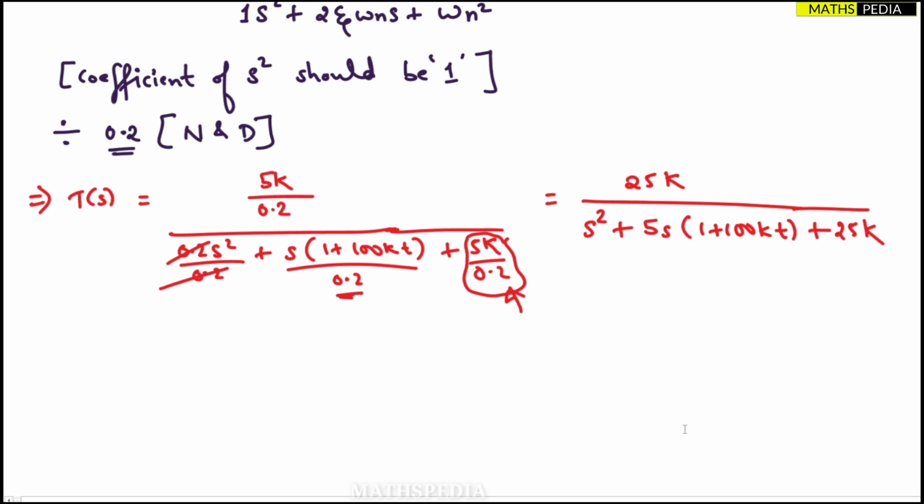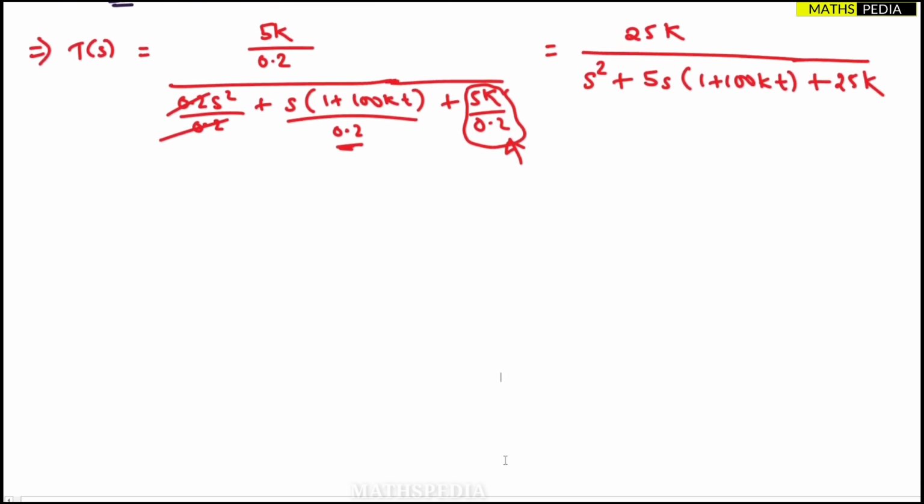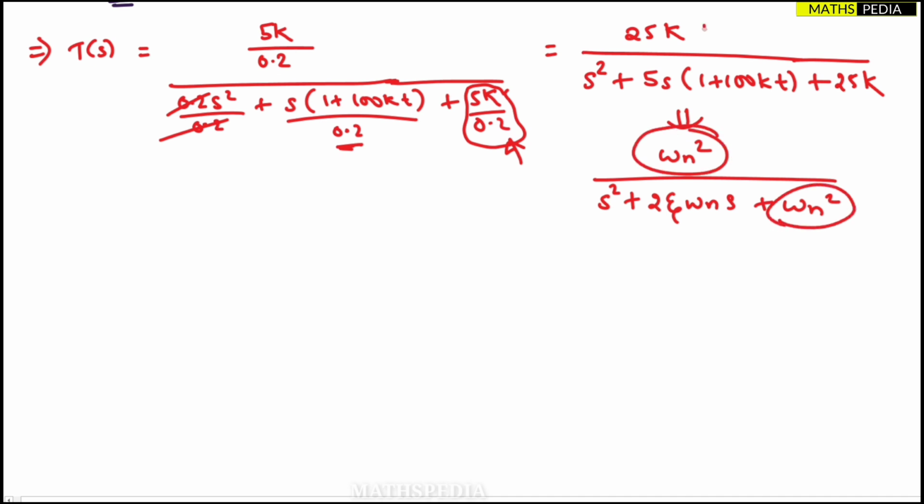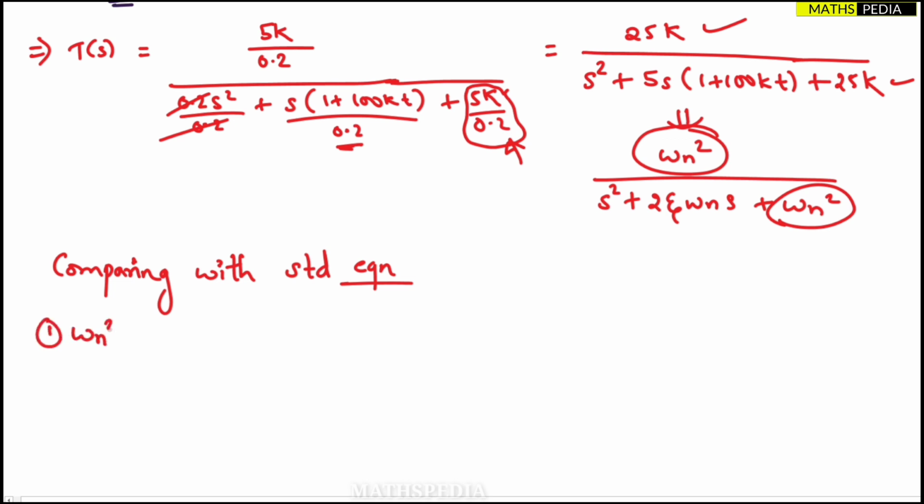Now this transfer function is correctly in the standard form. Now we have to compare it with the standard form, which is nothing but omega n square by s square plus 2 zeta omega n s plus omega n square. So remember that this and this will be the same. Here also you can see 25k, 25k. Comparing with the standard equation, we get that omega n square value is equal to 25k.